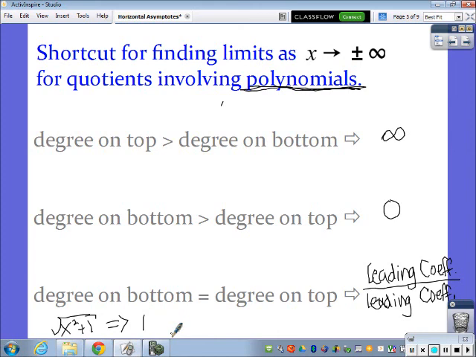So it's just a shortcut to get you through these infinite limits. Sometimes you are going to have to reason through it. Sometimes you're going to have to put it in your calculator. Sometimes it's really nice and straightforward using these rules.